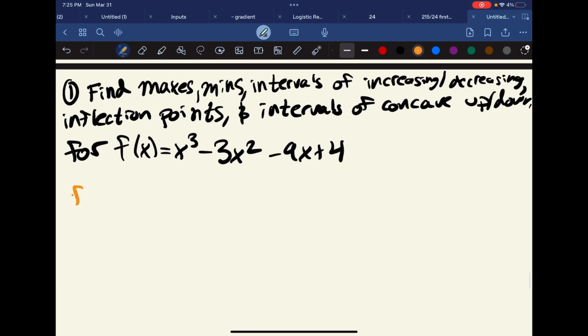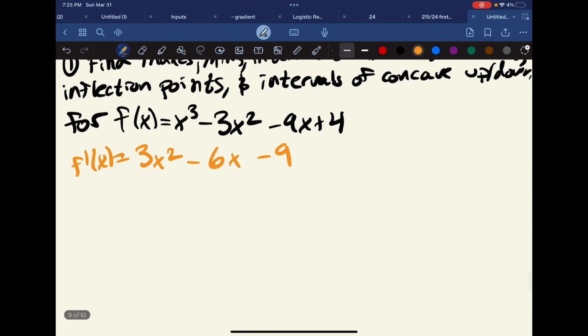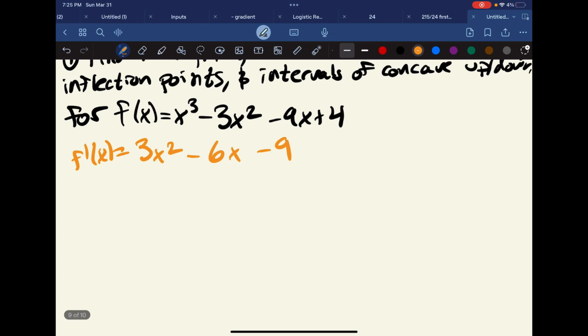So first thing, in order to find out information using our first derivative, we got to find the first derivative. So we got to take the derivative of our f of x, and so we're going to get something like this. And so now, we're going to set it equal to 0. So 3x squared minus 6x minus 9 equals 0.